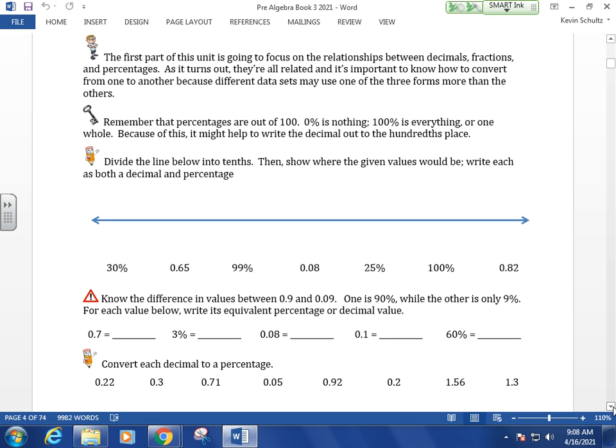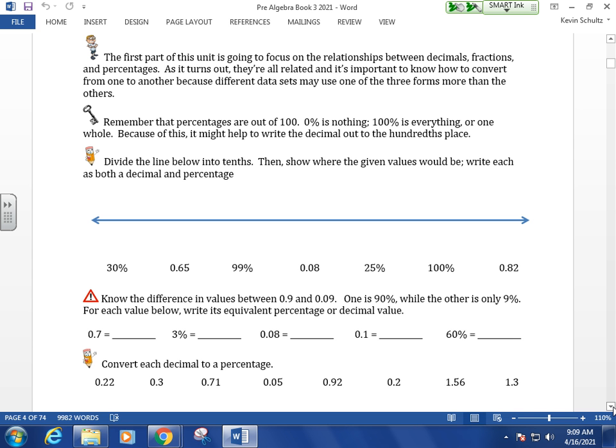The first part of this unit is going to focus on the relationships between decimals, fractions, and percentages. As it turns out, they are all related, and it's important to know how to convert from one to another because different data sets may use one of the three forms more than the others.